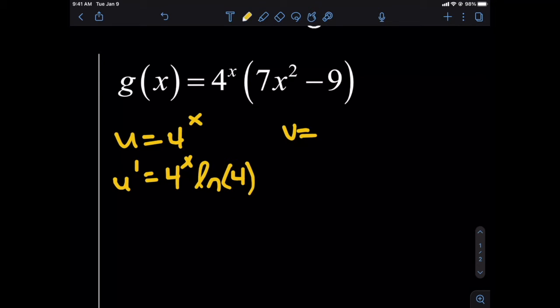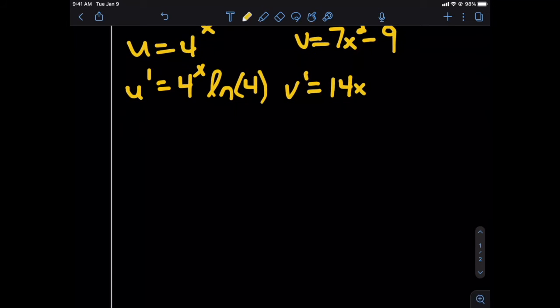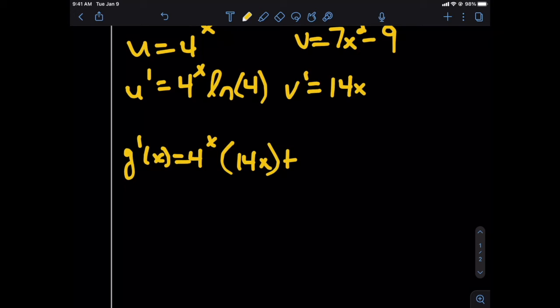V this time is equal to 7x squared minus 9, which then means that v prime is equal to 14x. Now, we are going to combine these four terms according to the product rule format. This means that g prime of x is equal to u, that would be 4 to the x, times v prime, which is 14x. And then we're going to do plus v, 7x squared minus 9. We'll put this in parentheses because it's more than one term and we want to stay organized.